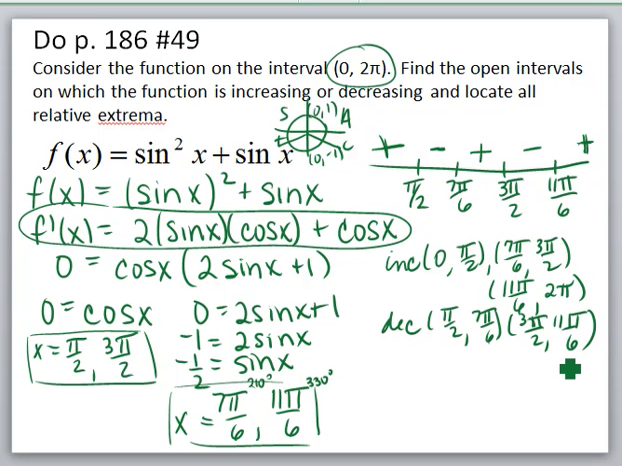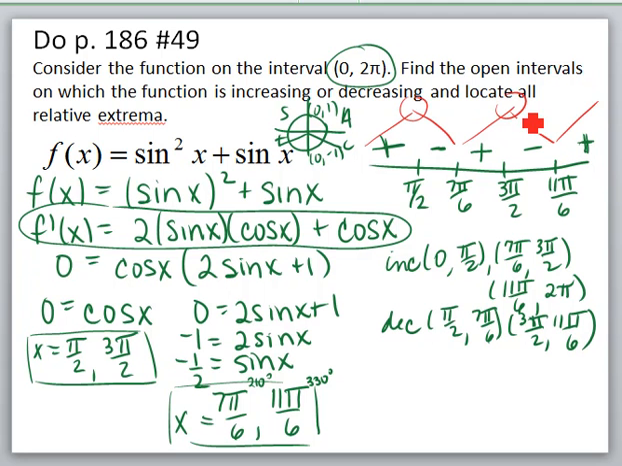Lastly, we'll go ahead and find out whether they're maxes or mins. So we have a relative max where it increases, then decreases, then increases, then decreases, and then increases again. So I have 2 relative max. Those would be at pi over 2 and 3 pi over 2.